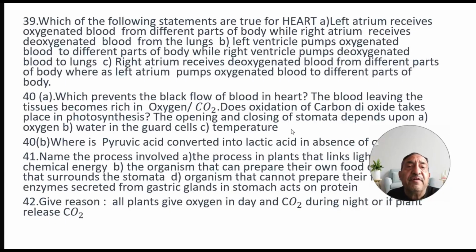क्वेश्चन नंबर 39, which of the following statements are true for heart? First, A, left atrium receives oxygenated blood from different parts of the body, while the right atrium receives the deoxygenated blood from the lungs. Okay. Second, B, left ventricle pumps oxygenated blood to the different parts of the body, while the right ventricle pumps the deoxygenated blood to lungs.